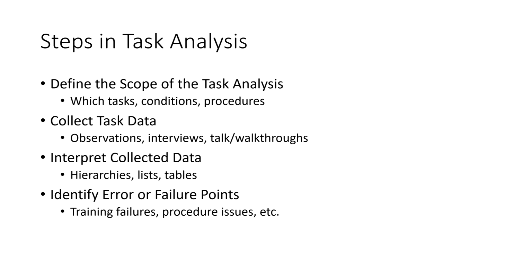Okay, so steps in task analysis. You're going to define the scope, so which tasks, conditions, procedures. Collect the data. This will usually be observational data, can be interviews, talk-throughs, walkthroughs. You might even have physical measures, performance data. You then have to interpret the collected data. So do you lay it out in a hierarchy, a list, a table? And you then identify your failure or error points. So where did the task performance deviate from the task as it was defined?